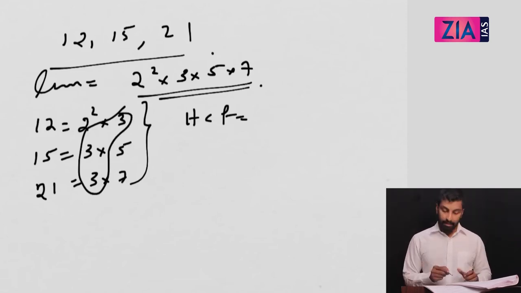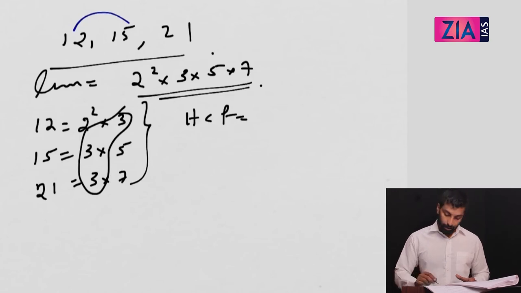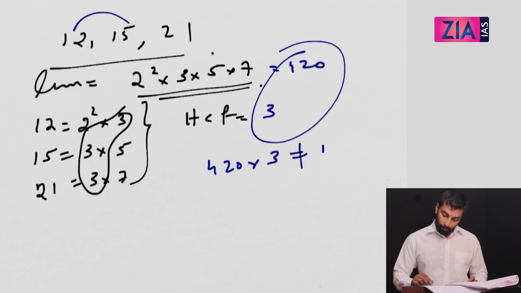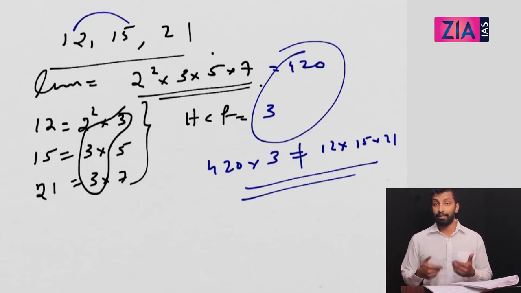Or without prime factorization, how will you find it? Just take the difference. 12 and 15, 3 is the difference. And you can check, 12 by 3, yes. 15 by 3, yes. 21 by 3, yes. So your HCF is 3. Now this is 420, right? So now you can multiply LCM and HCF. So 420 into 3 is not equal to 12 into 15 into 21. You can do this calculation, but there is no need. This is not equal, I know this, right?